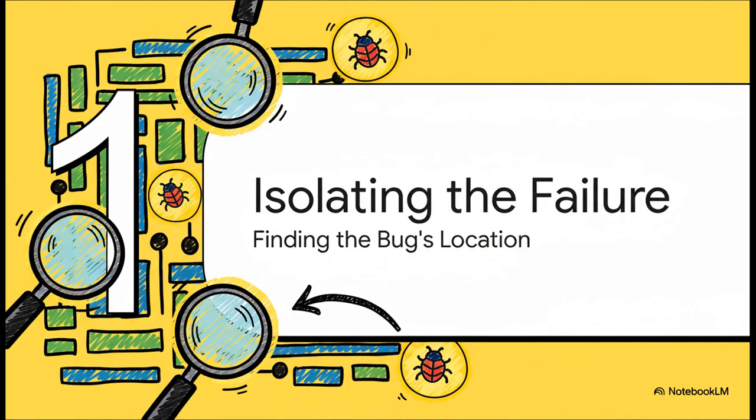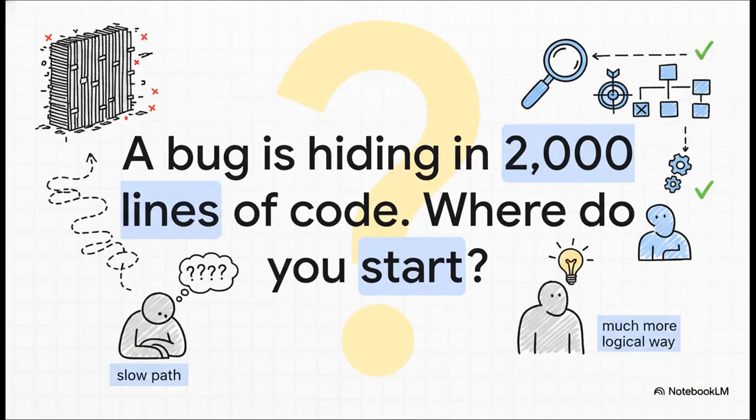So, the first step in any good bug hunt is to isolate the failure. You gotta find where the thing actually lives. We're gonna start with 2 techniques that can shrink your search area exponentially, helping you pinpoint the exact location of the problem. So let's say you're faced with this classic scenario.